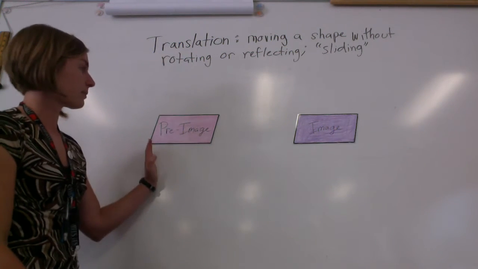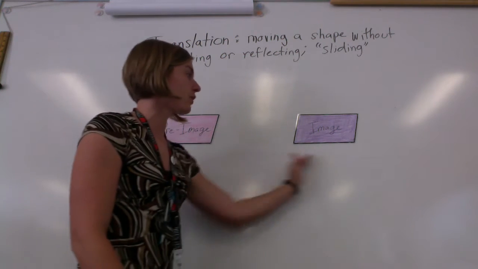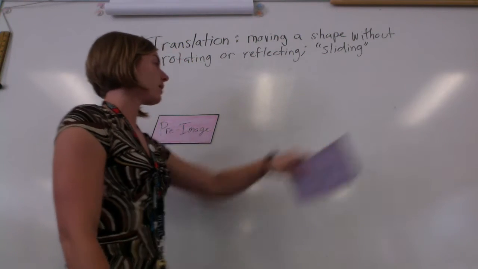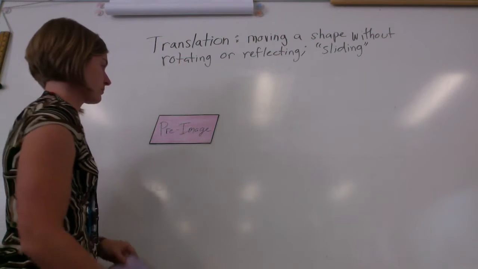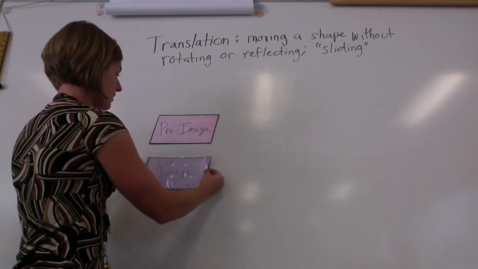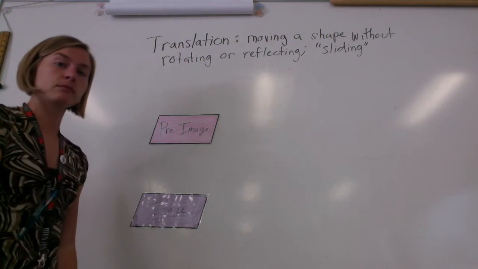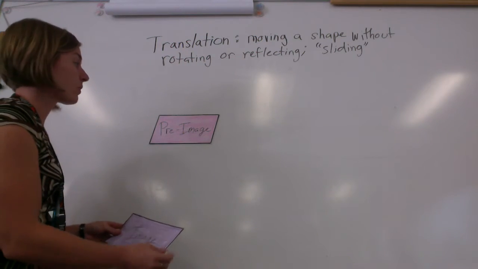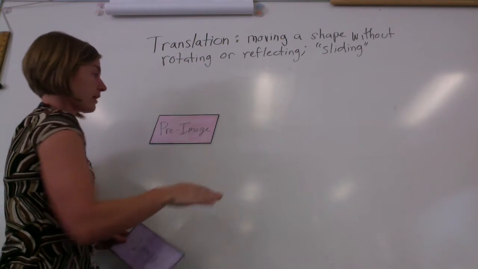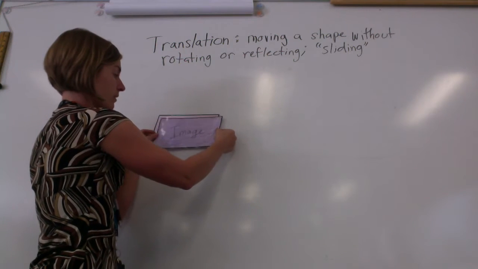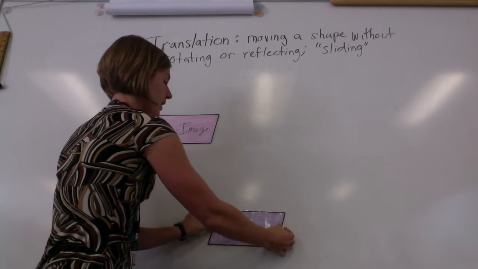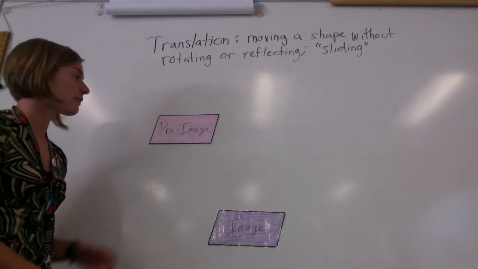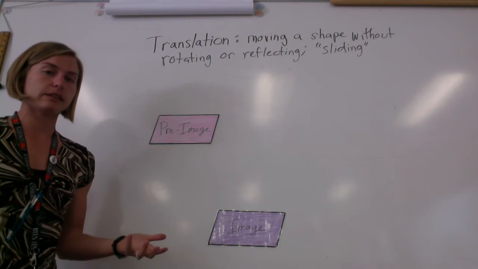So all I did to get from here to here was it got slid over, and that's translation. What if instead of sliding it that way, I slid it down? So it went from here, it just got slid down. Translation. Okay? Maybe I slid it at an angle, so not that way, not down, but kind of going in a corner way, just going down like that. That's still translation. Okay? So if you're just sliding an image, it's translation.